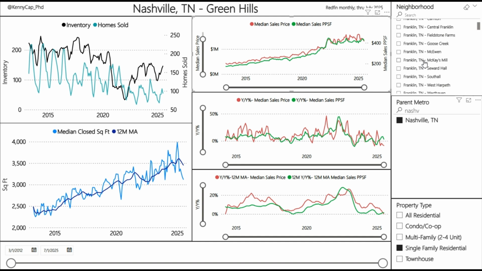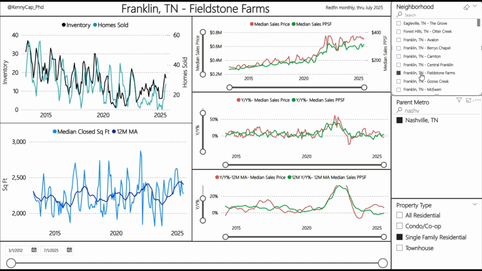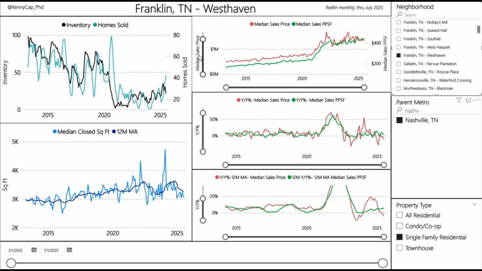So now understand, this is for all Redfin neighborhoods within the Nashville Metro. Franklin actually does roll up into the area. Here's Fieldstone Farms. This is cookie cutter starter home, like 2-3 bedroom sort of homes. Even those have inventories well off the lows. Let's see. Where else can we look? West Haven. This is what I like to refer to as the swingers index. Apparently there are some swingers out there. I kid you not.